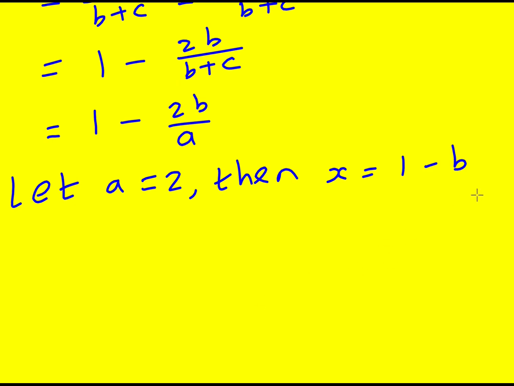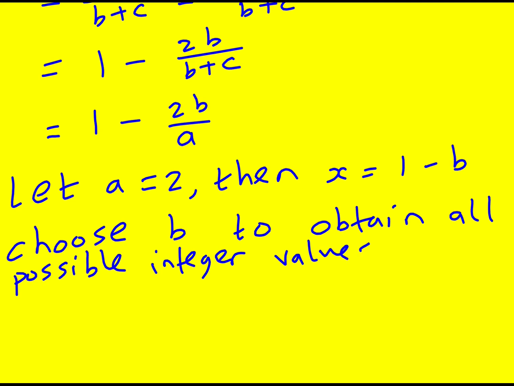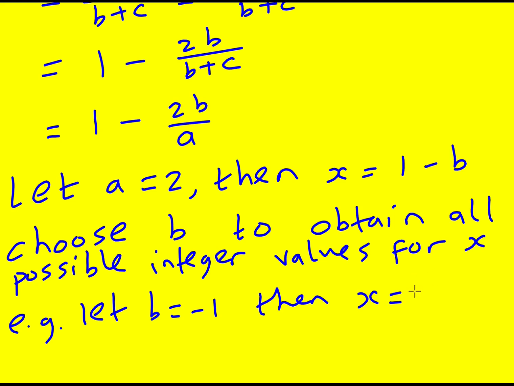I can now choose b to obtain all possible integer values for x. So for example, I could let b equal minus 1. Then x would equal 1 minus minus 1, it would equal 2. I can get 2.